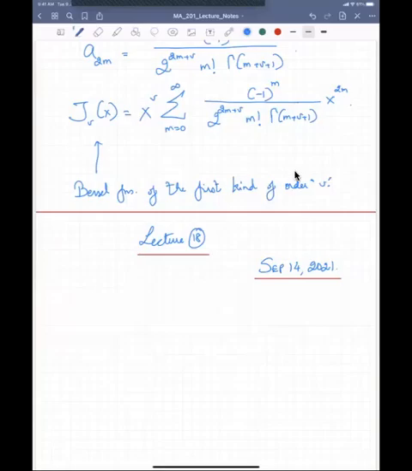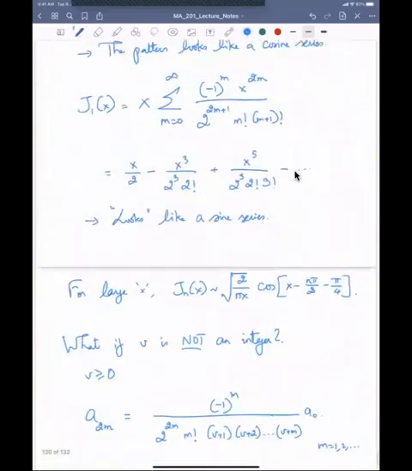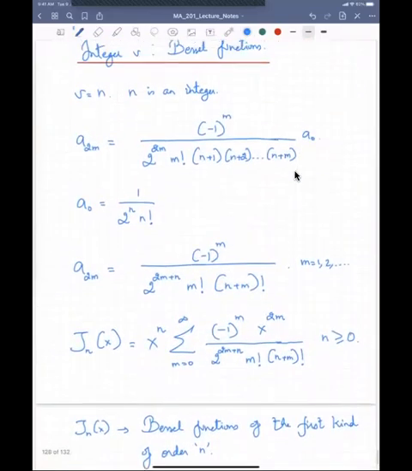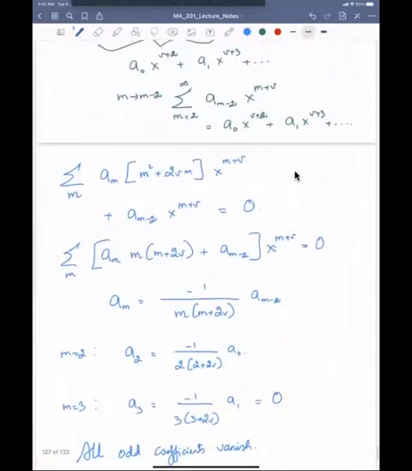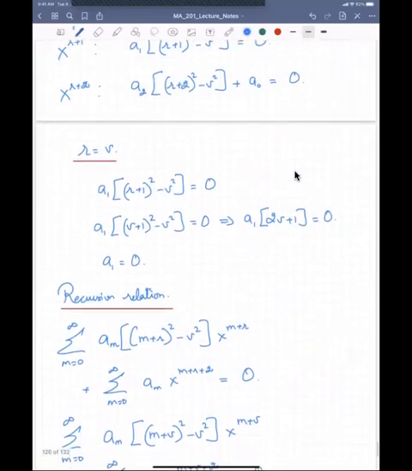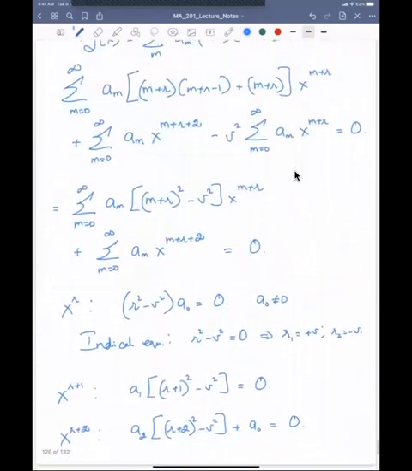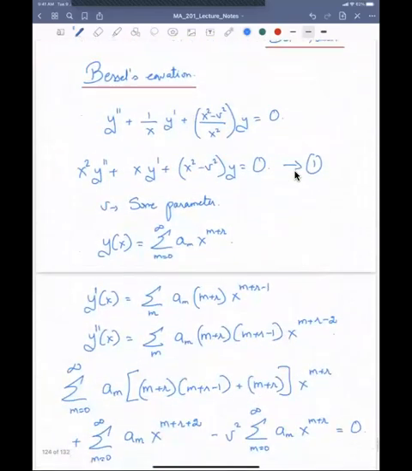So let's quickly go through what we covered in the last lecture, in case you have not had a chance to look through the material. As a very important application of the Frobenius method of solving differential equations, we consider Bessel's equation. So Bessel's equation is an equation of this form.